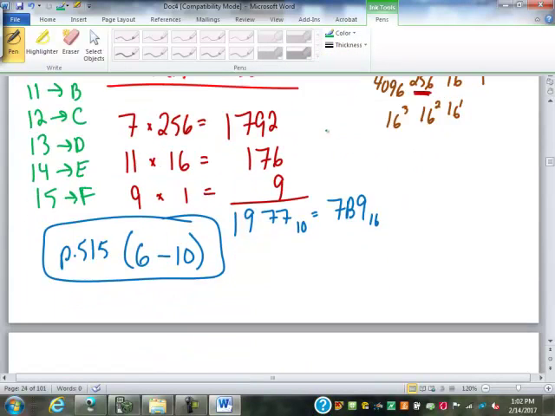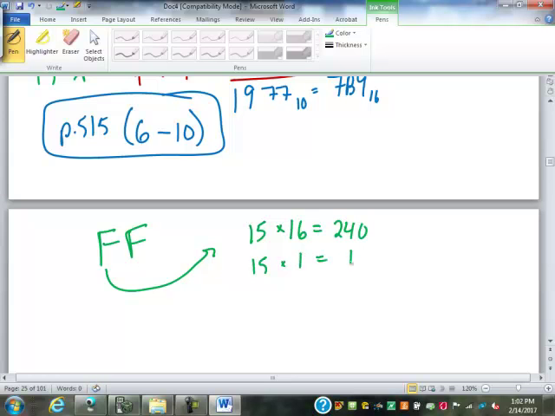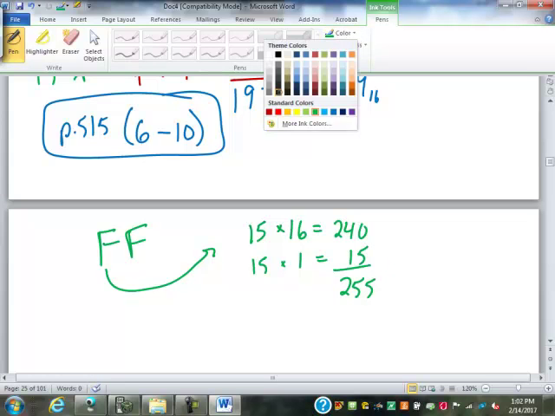So let's take a peek at what you have here. Number 6 is FF. Of course, F is 15. So the first one here is 15 times what? 16, so it's 240. And the second one is just 15 times 1, so that's just 15. So FF is 255.